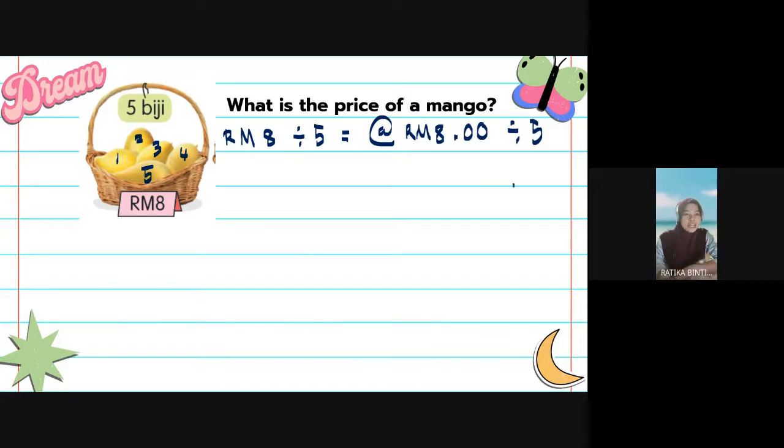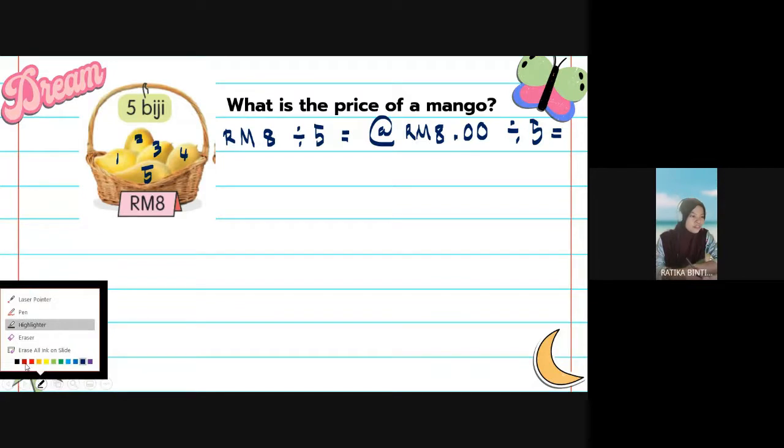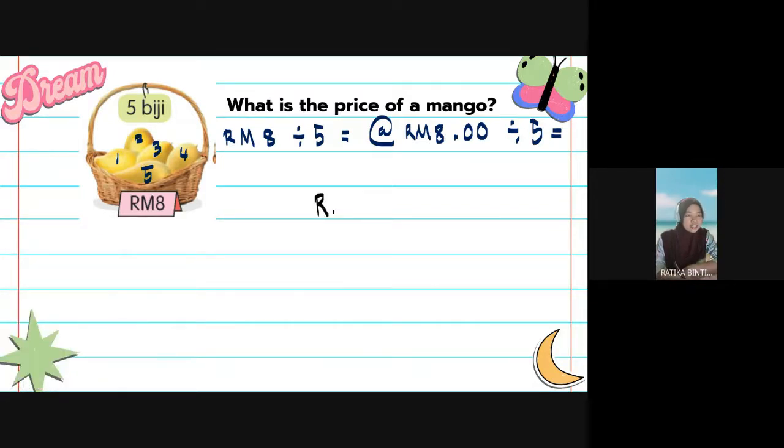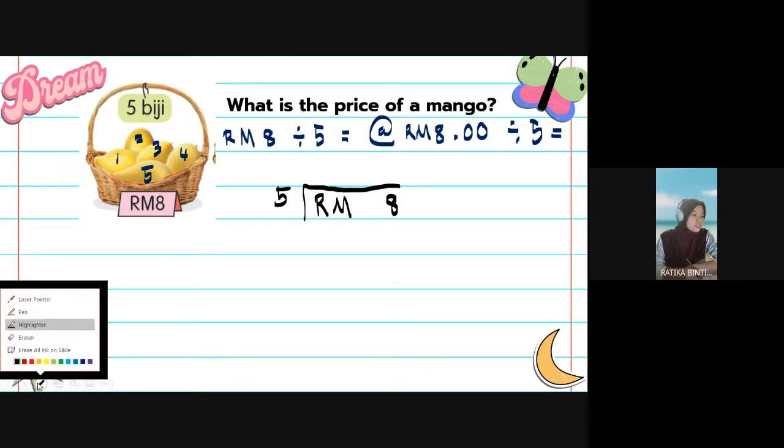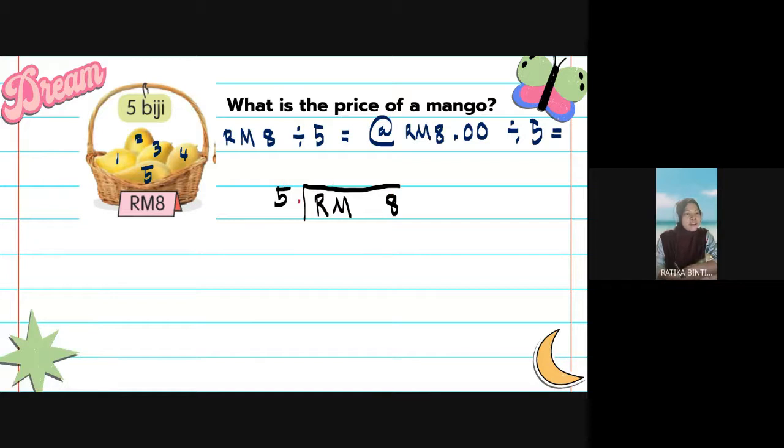Okay, sama kan? Okay, now let's solve. Kita selesaikan. Okay, cikgu buat macam tu dulu. 8 ringgit divide by 5. Okay, so 8 divide by 5. Sifir 5 lah.